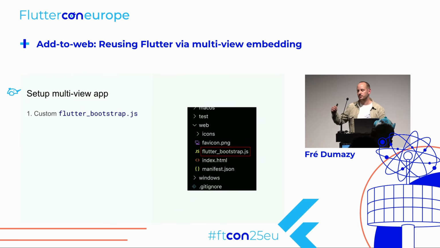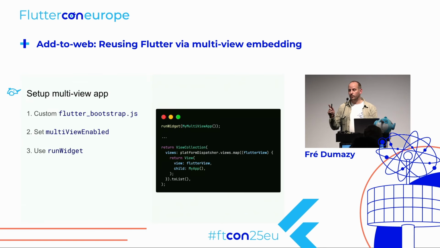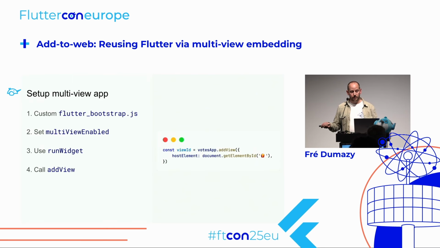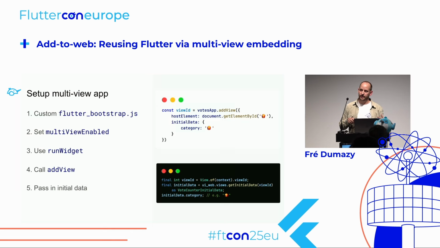So the 5 steps to create a multi-view app would be to customize the Flutter Bootstrap script, set it to multi-view enabled. Then we'll have to use runWidget instead of runApp, and listen to the available Flutter views and bind them to widgets. Once we have that all done, we can add views and preferably pass in some initial data as well.